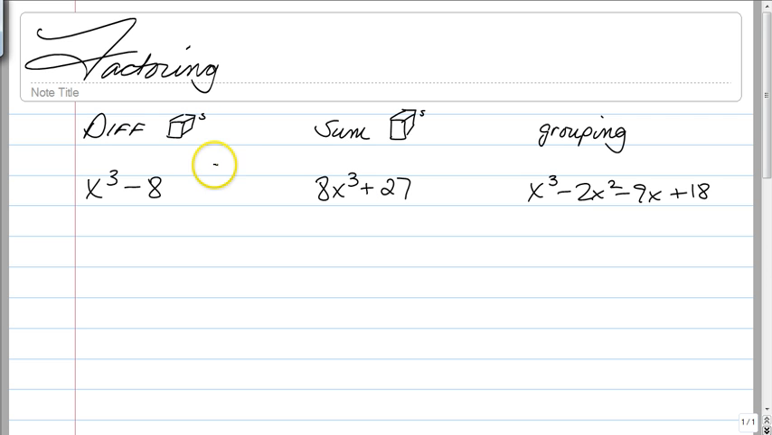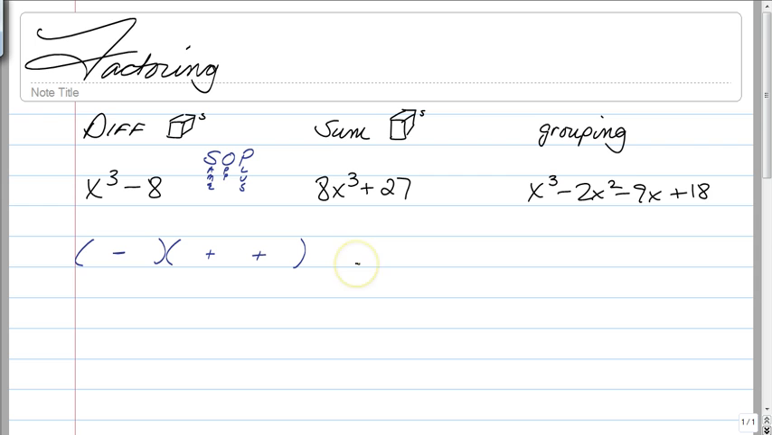So for these, I like to remember SOP. Same, opposite, plus. So when you're factoring the difference of cubes or the sum of cubes, what you're going to need to do is set up some parentheses. A small set and a bigger set. And the pattern will always be same symbol, opposite symbol, and the last symbol is always plus.